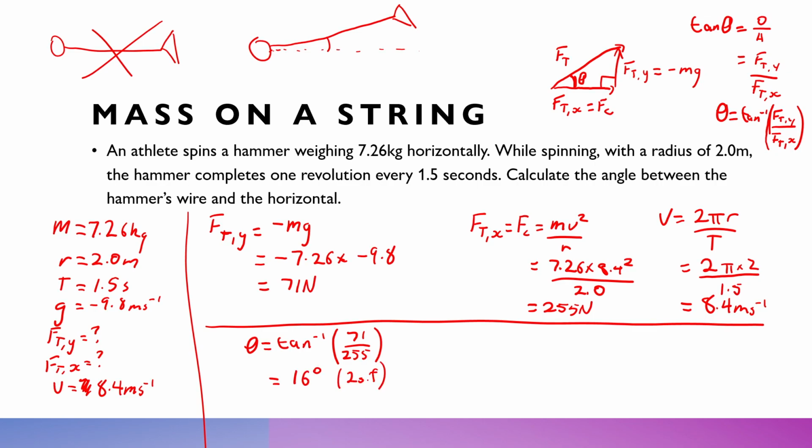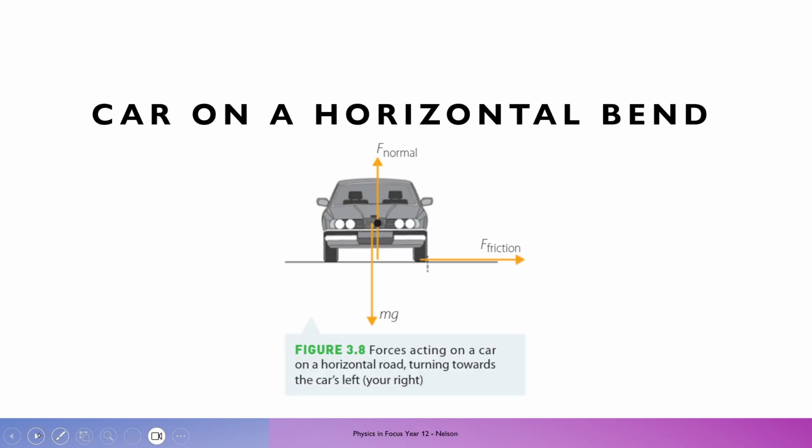As always, it's really important to note that when completing these calculations, we need to be saving the exact values in our calculators at all times, as substituting in rounded values as we go will lead to rounding errors at the end. Another type of motion we'll be examining in class is a car on a horizontal bend.